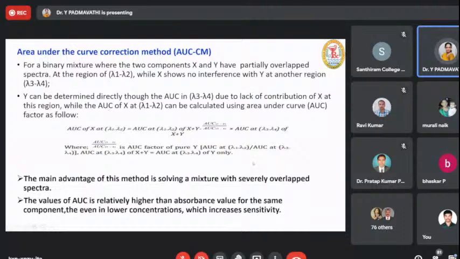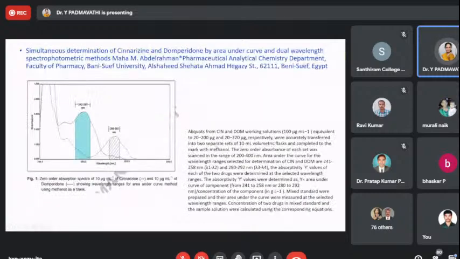So when you take any sample of concentration X, the absorbance value may be low, but you have greater area under curve values, which are more comfortable. In this way, even for low concentrations where you don't get measurable absorbance values, you can get the areas. So whenever you want to go for a sensitive method, you can select area under curve correction. This is the example I just gave.